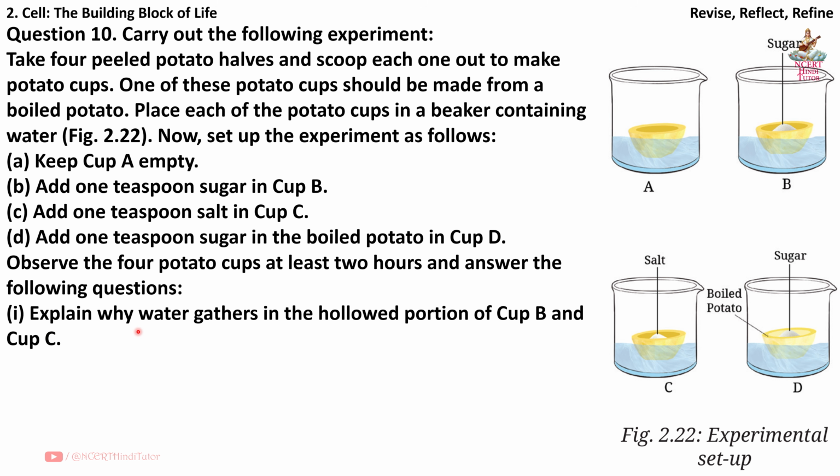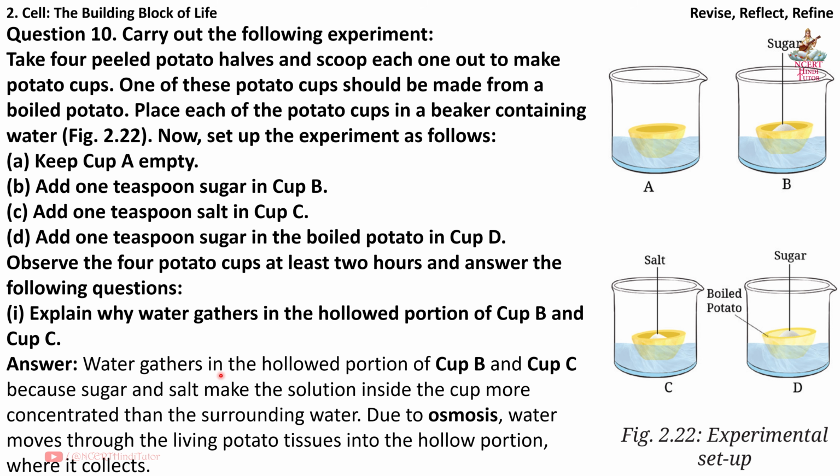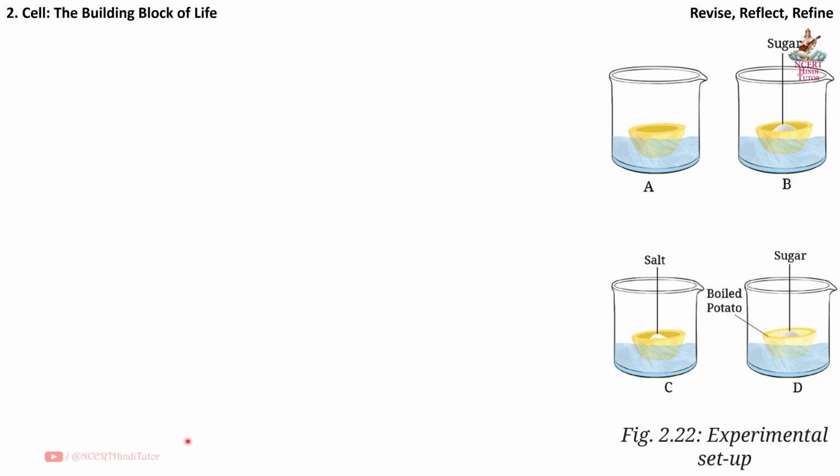First, explain why water gathers in the hollowed portion of cup B and cup C. Answer: water gathers in the hollowed portion of cup B and cup C because sugar and salt make the solution inside the cup more concentrated than the surrounding water. Due to osmosis, water moves through the living potato tissues into the hollow portion where it collects.